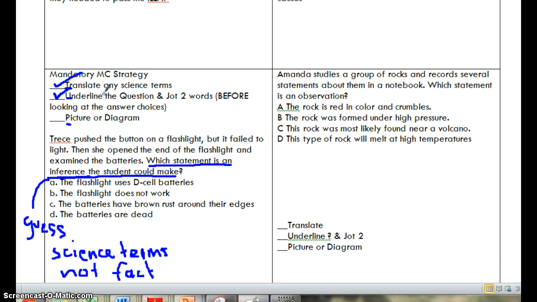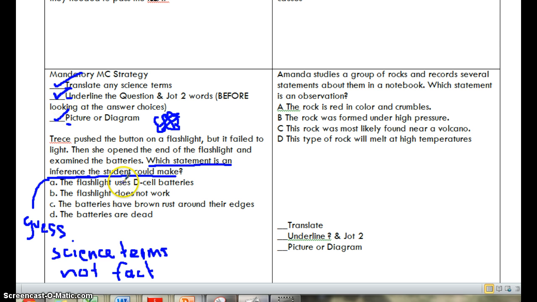Last thing we're going to do is draw a picture or a diagram. It's a little hard to do this with an inference, but we're going to just draw our brain. Well, what brain? Because we know that you need to think in order to make an inference. After you've done all these 3 steps, then you're going to read your answers.